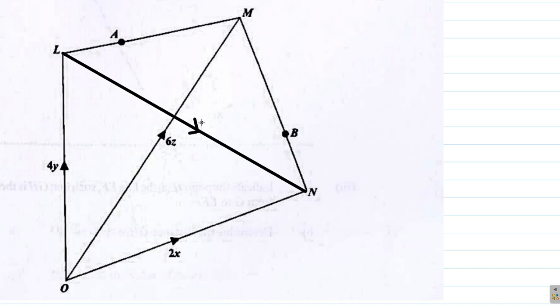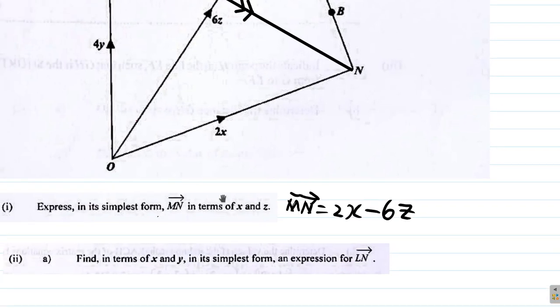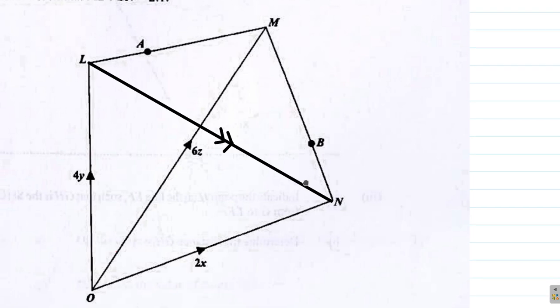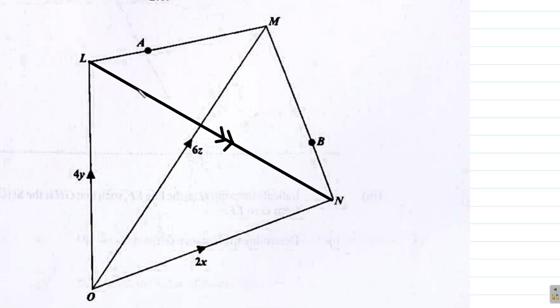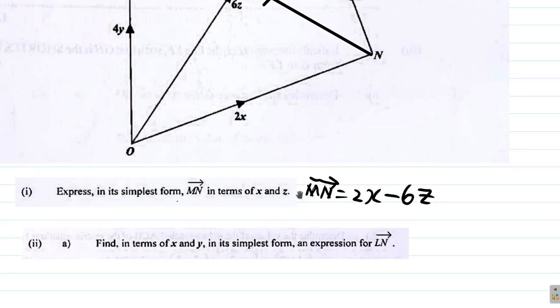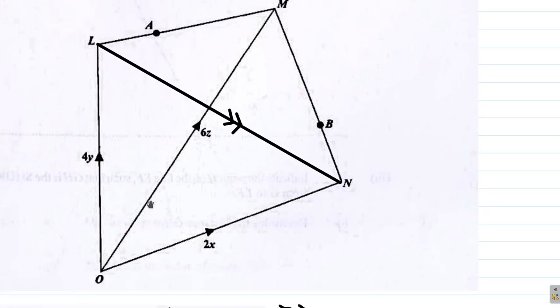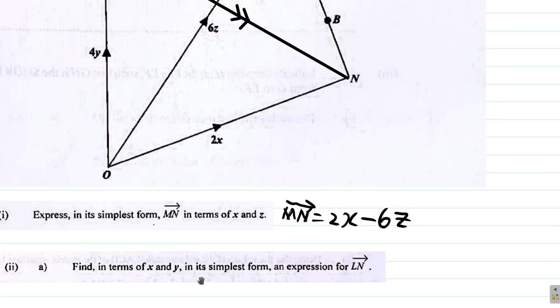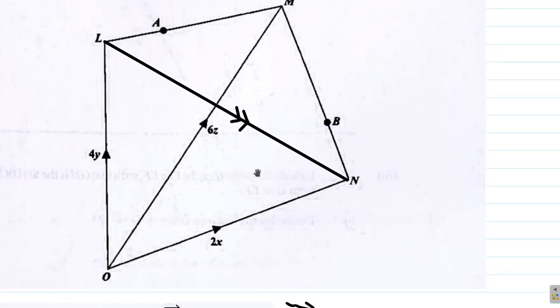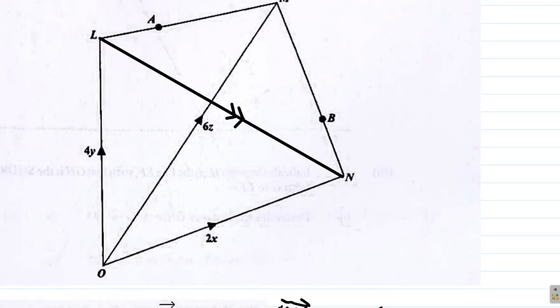So, what they ask for is LN. What is LN? If you go along LN, one alternate route you could take is to go L to M and M to N. But you don't have any writing here in terms of x and z or x and y. Let me see, they have x and y. So, in terms of x and y in its simplest form, if you're not able to go straight from L to N, you could go L to O, then O to N, and you end up in the same place, right?